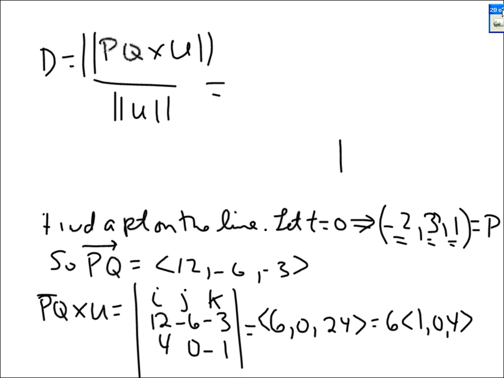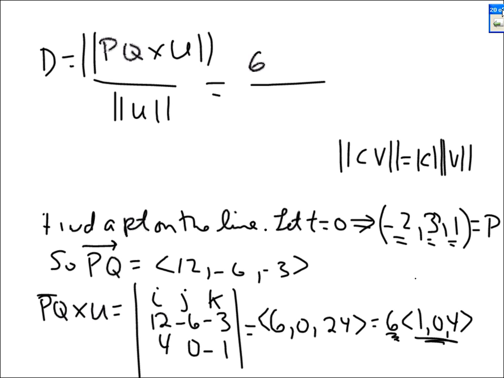Now remember, the length of C times the vector is the absolute value of C times the length of the vector. The absolute value is 6, times the length of this vector. 1 squared is 1, 4 squared is 16, don't worry about the 0. When I square that and take the square root, I get the square root of 17. So it's 6 times the square root of 17. So a lot smaller numbers. I don't want to square 6 and 24. Maybe 6 isn't bad, but I sure don't want to square 24.